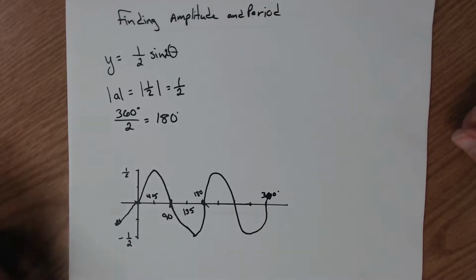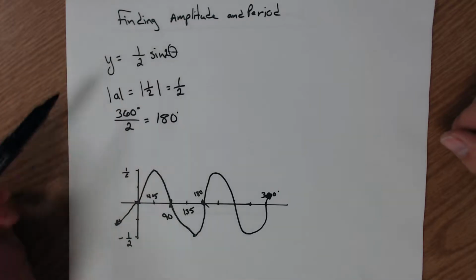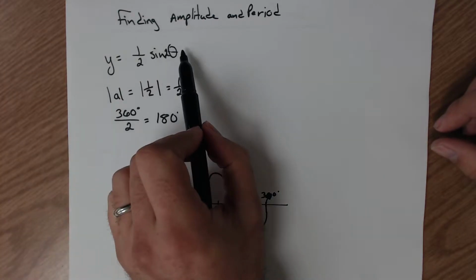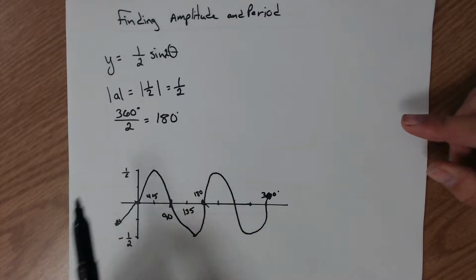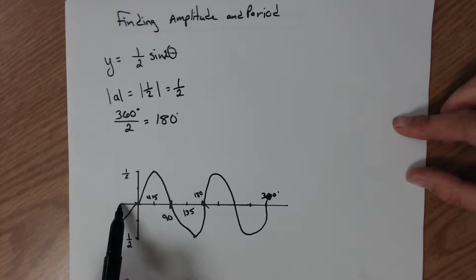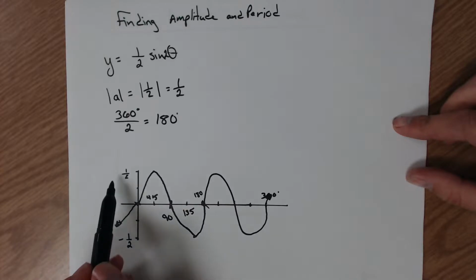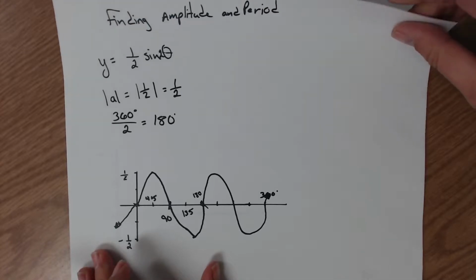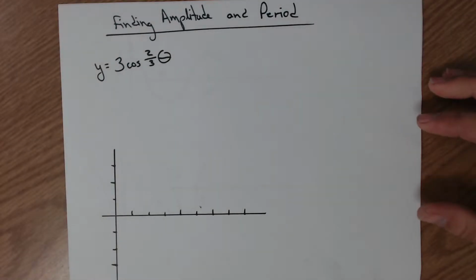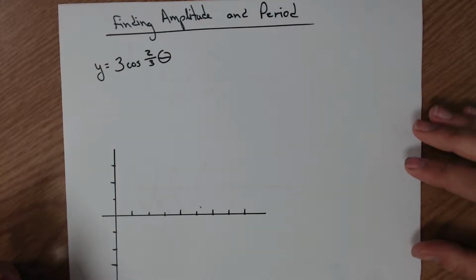Alright, so that is based off of a pretty simple sine graph. If I had, for some reason, a +3 on the end, all of this would get shifted up 3. So now the midline right here, instead of being at 0, would be a 3. This would be 3.5, and this would be 2.5. Alright, so we've done one with sine. Let's go on and do one with cosine.